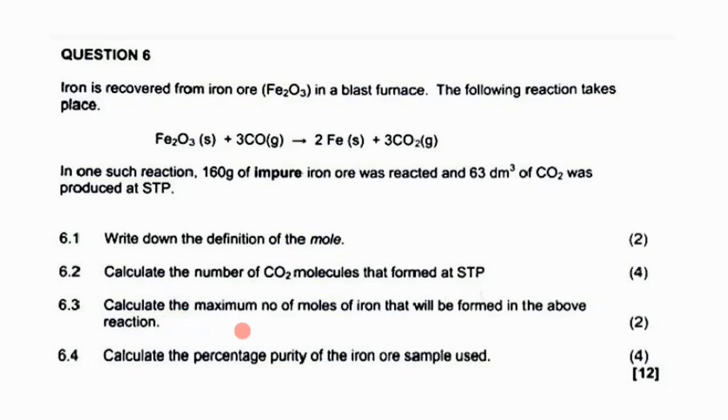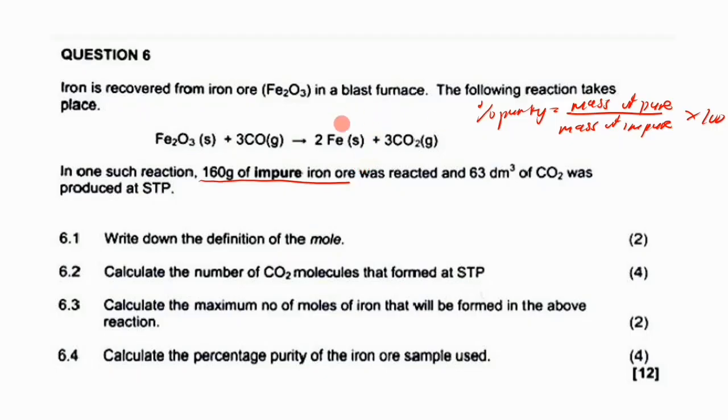6.4, it says calculate the percentage purity of the iron ore sample used. Okay, so now to calculate the percentage purity, it says in one such reaction, 160 grams of impure iron ore was reacted. The percentage purity formula goes as percentage purity is equal to the mass of the pure substance over the mass of the impure substance, and then multiply that by 100, right? So this is the formula that we will be using here.